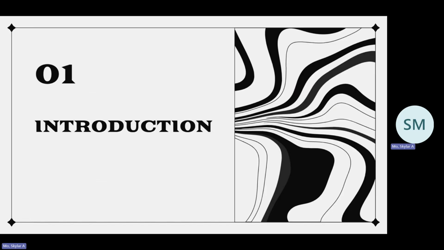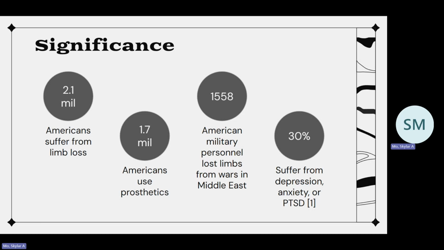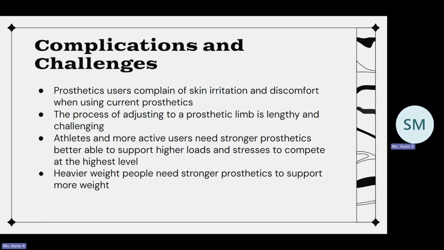To introduce carbon fiber prosthetics, some of the significance behind this is that 2.1 million Americans suffer from limb loss, 1.7 million Americans use prosthetics, 1,558 American military personnel lost limbs from the wars in the Middle East, and 30% suffer from depression, anxiety, or PTSD. So this is a topic with big significance.